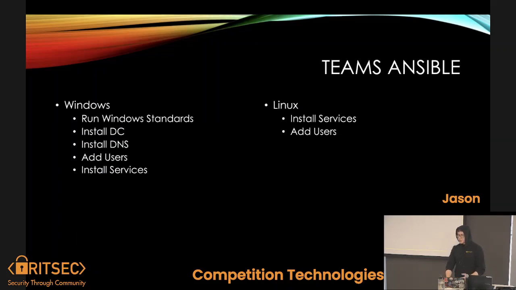So with the teams' Ansible, we have our Windows team that will handle setting up everything on Windows. We have a Linux team that will handle setting everything up on Linux. The general format for both of these is just adding users and installing services, a very high-level overview. For Windows, there is some additional stuff that needs to happen, like running Windows standards that sets some things to make the whole deploy a lot easier and just gets everything ready for deployment. And on Linux, we have something similar that checks whether sudo actually works and makes sure that everything is ready to go.